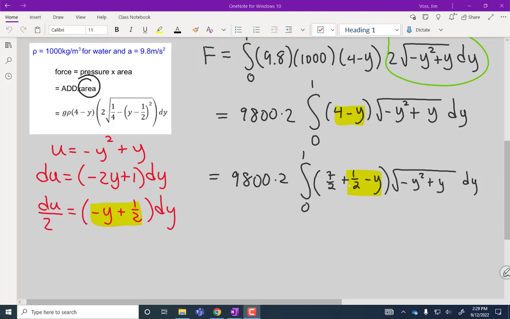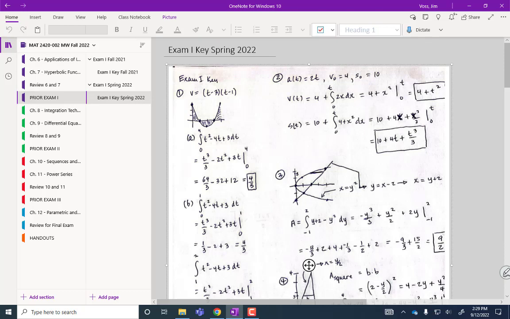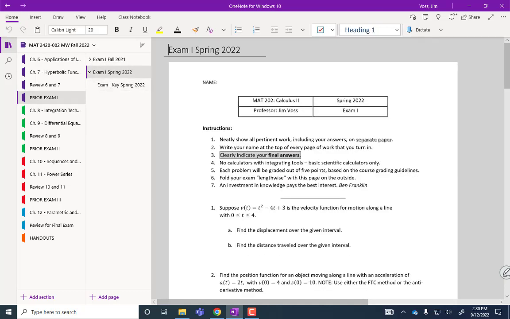Today, first exam. And remember that in here, if you go to prior exams, there's prior exams up there, so you can take a look at what, you know, past exams have looked like. So that's a good place to practice doing some work before next Monday.